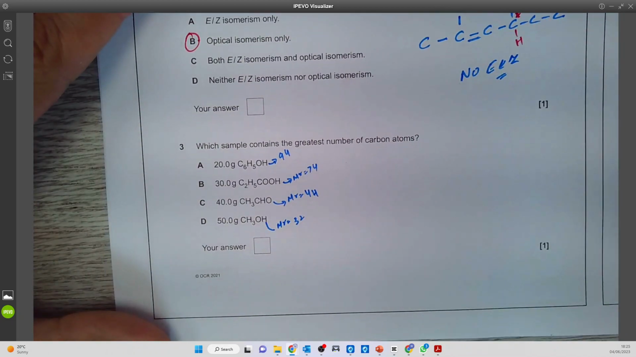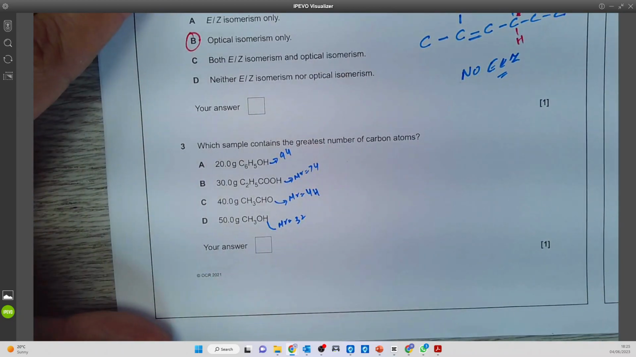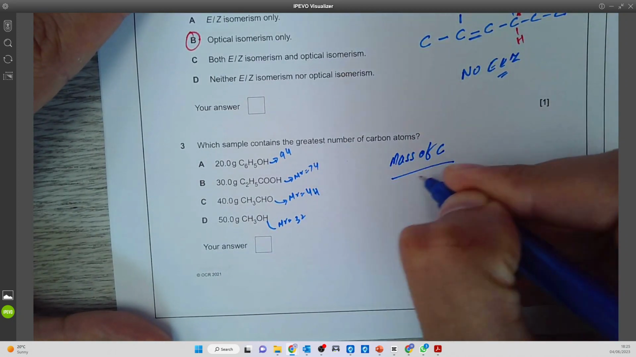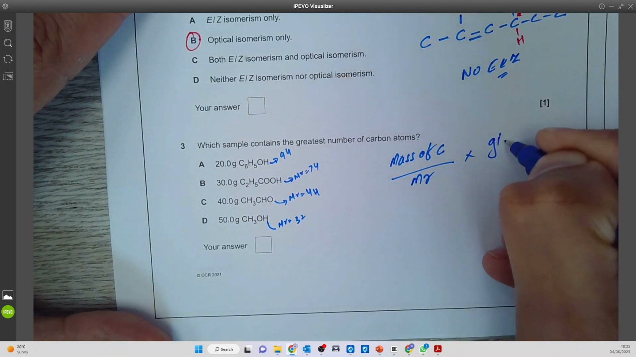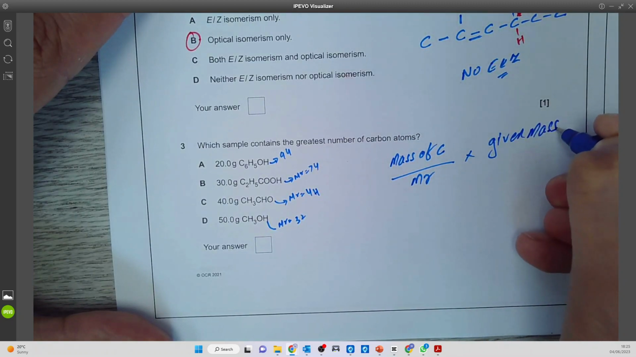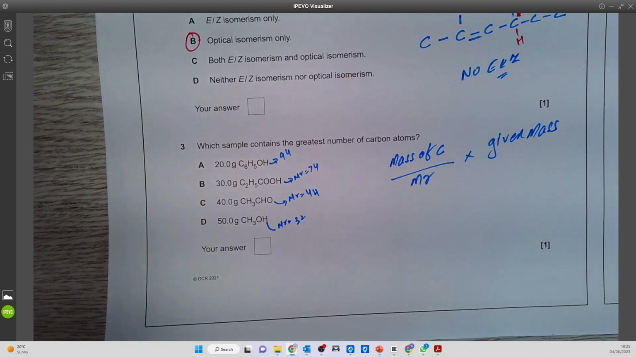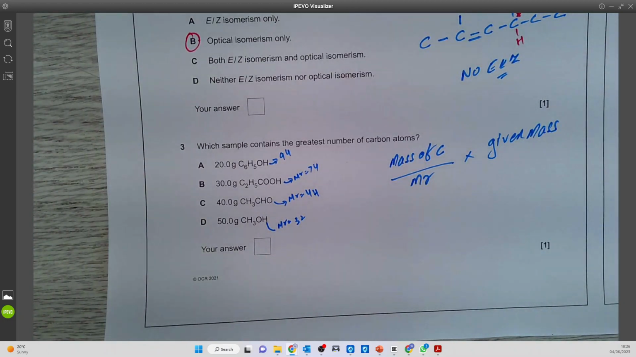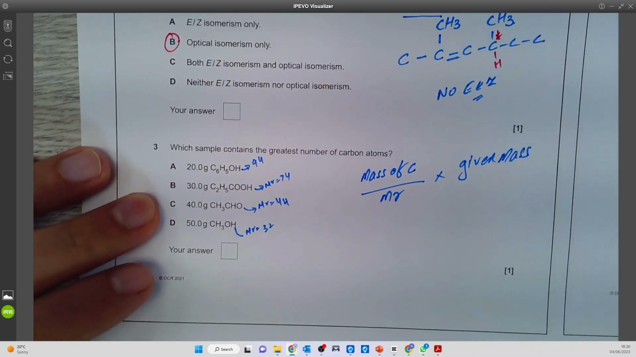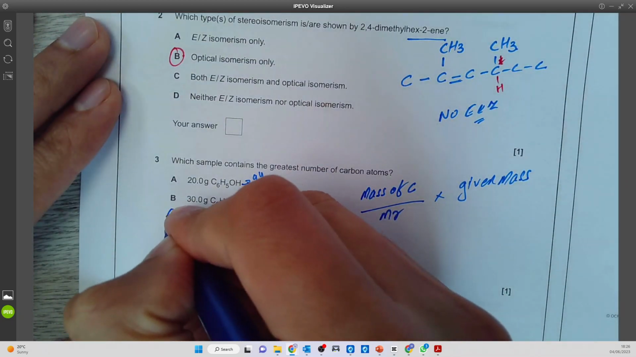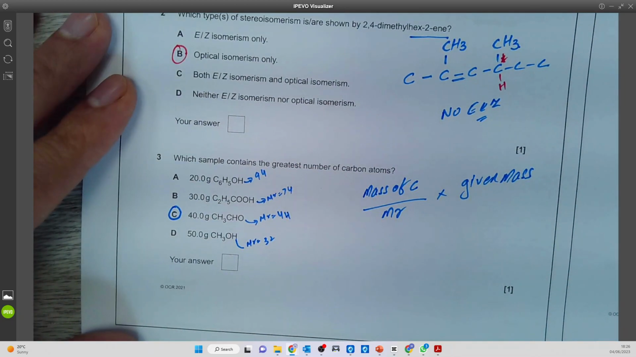So I have to work out the Mr for all of them. Once I work out the Mr, I'll have to do mass of carbon divided by Mr, times the given mass. That will determine the amount, which one will have the maximum amount of carbon. I did it, but I don't know where I put that page. I wrote all the values on it. I can give you the answer for this one: it is C, around 21%, something like that.